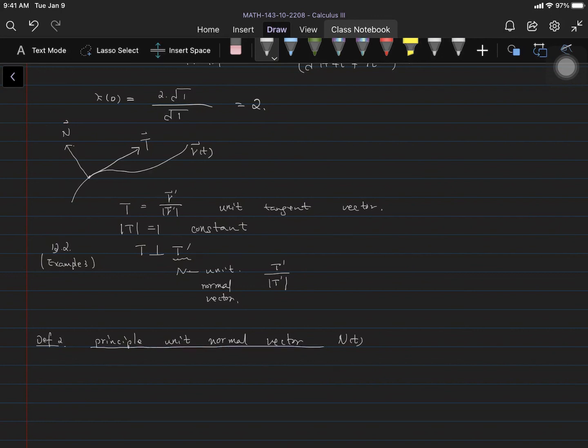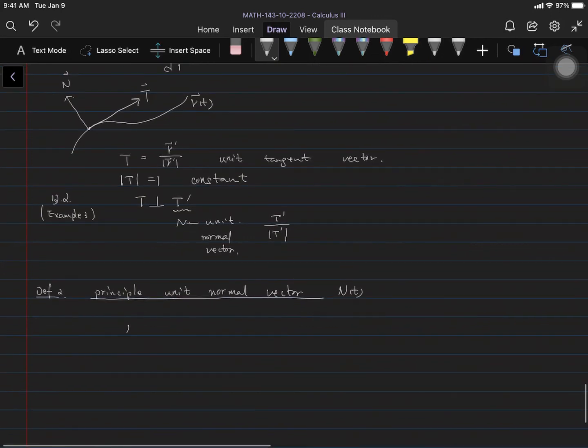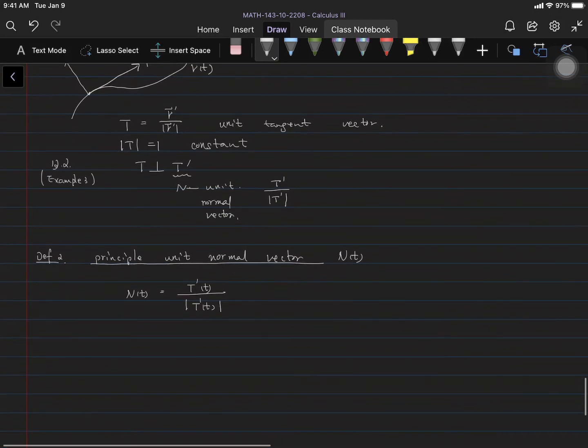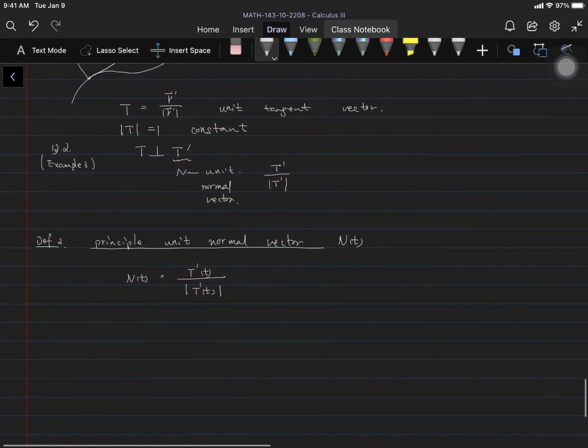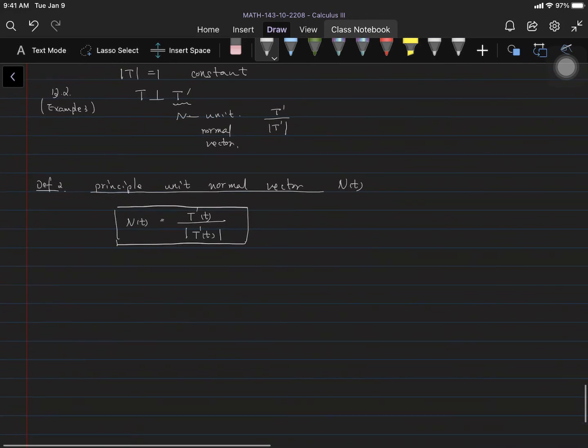Now let's see how to calculate this N of t. It equals T prime, because it is perpendicular to T, but we need a unit vector, so divide by its length, something like this. That's the formula for the normal vector. For this one, we don't need to memorize, we need to understand. Now let's take a look at the example.